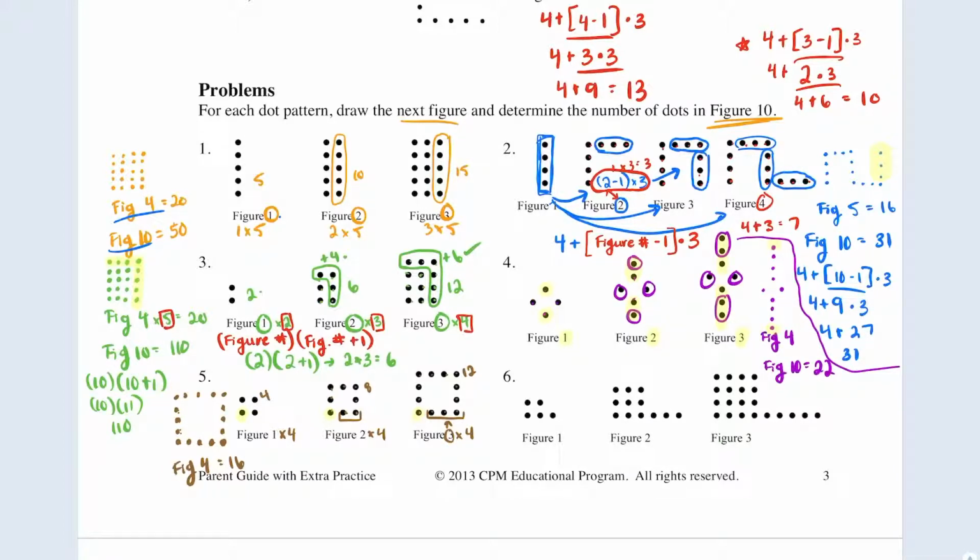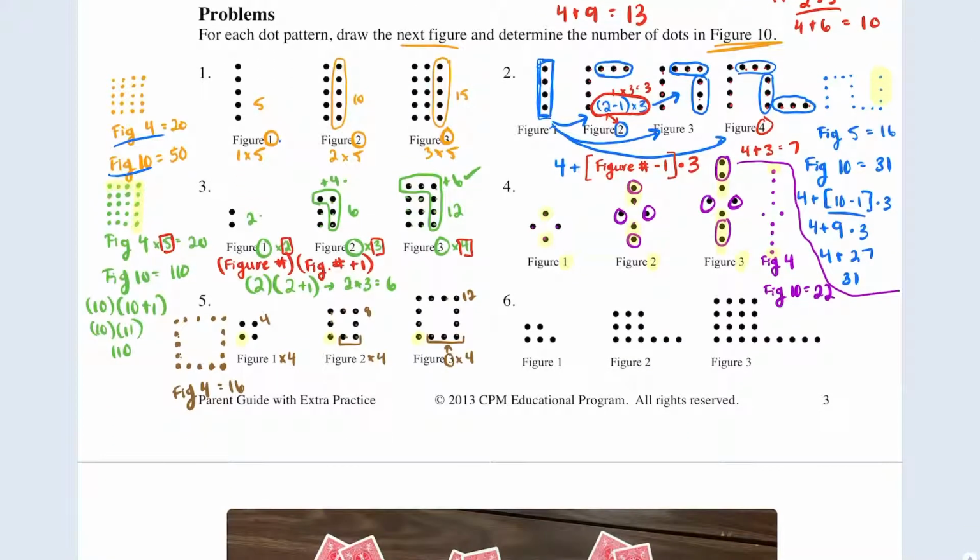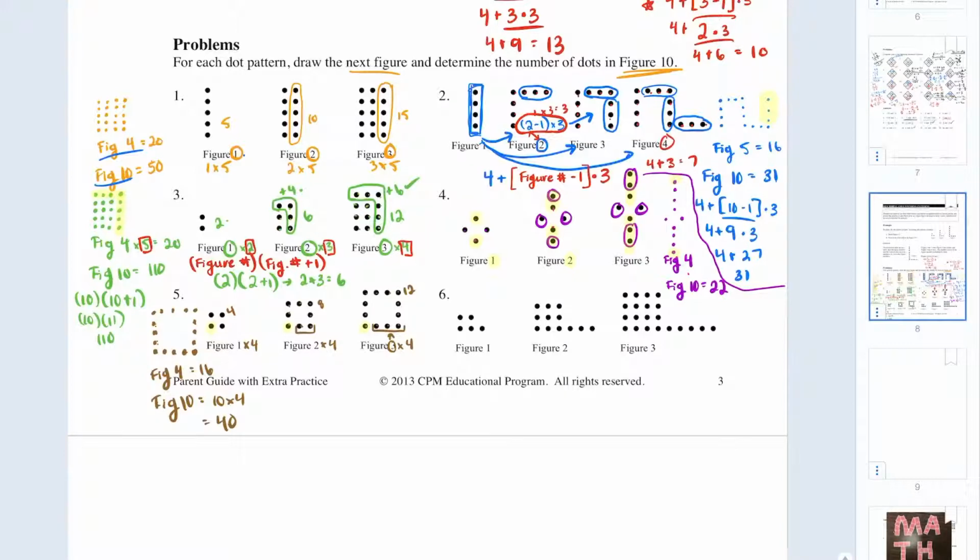Except I think, you guys, in your answer key, it says figure 5. It should be figure 4. Okay, so that's a typo there. Okay, now for figure 10, I know I'm just multiplying my figure number by 4, so I should have a total of 40 dots. All right, last one, you guys.